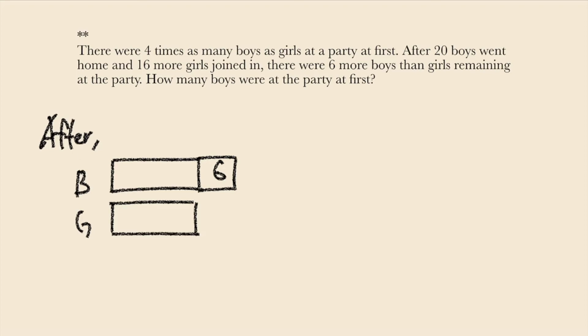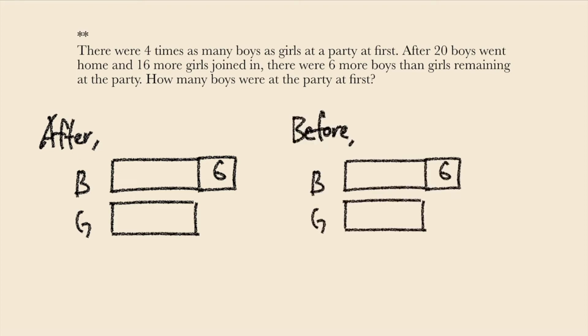Now, what's the situation before? Well, before would be, let's pretend the girls had not joined in. So that's removing the 16 here. Okay, so remember, if 16 is below here, 16 can be drawn up here as well. Now, let's pretend the boys had not gone home. So we're going to add that 20 there.